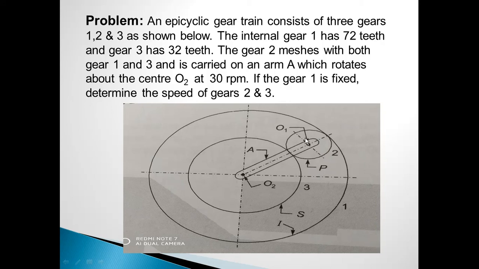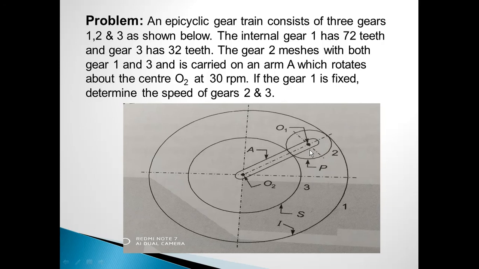The problem is given in such a way that there is a gear 3 and an arm mounted on the center point O2. Gear 3 is meshing with gear 2, which drives the gear 1. It means that gear 3 is meshed with gear 2 and gear 2 is meshing with gear 1. So the speed is going to be transferred from gear 3 to gear 2 and from gear 2 to gear 1 along with the arm. That's why it becomes an epicyclic gear train.